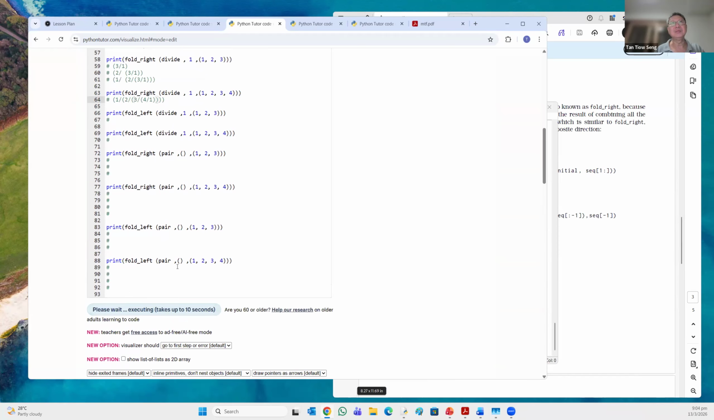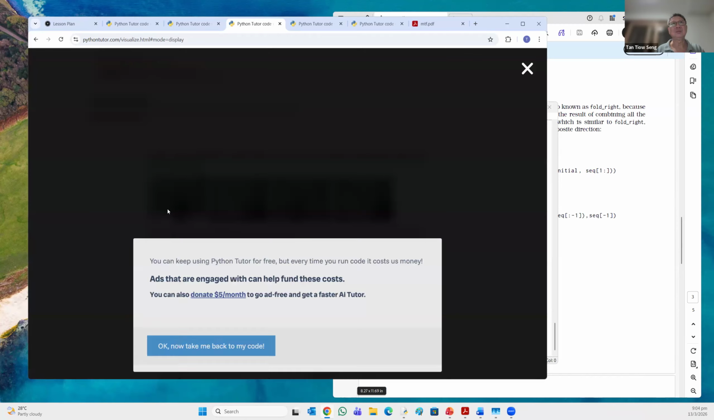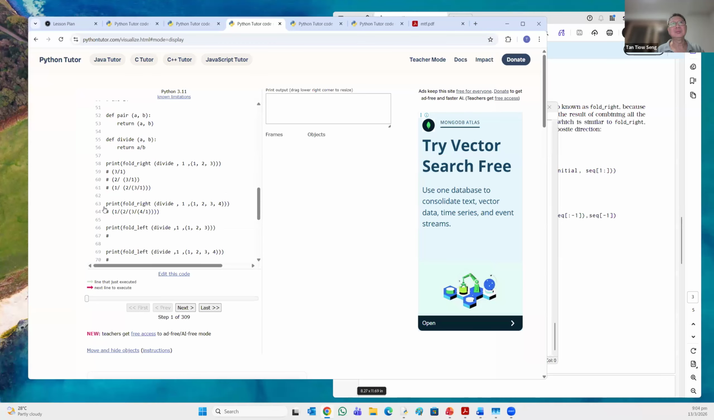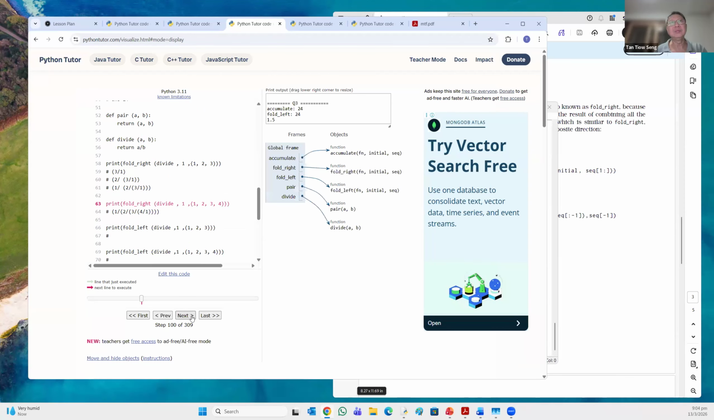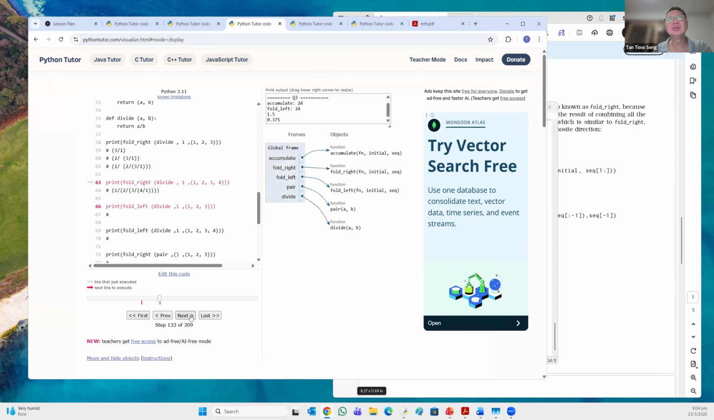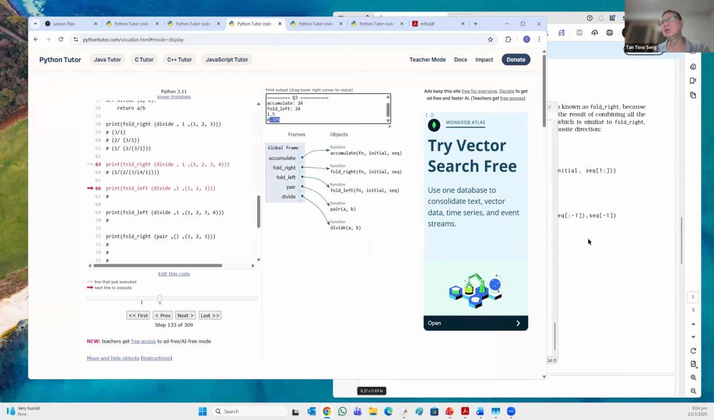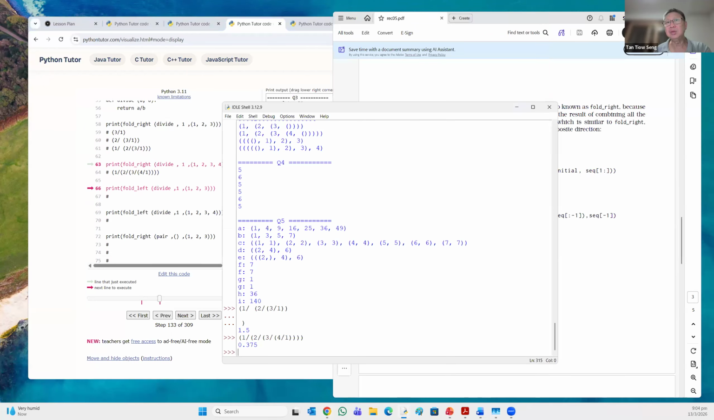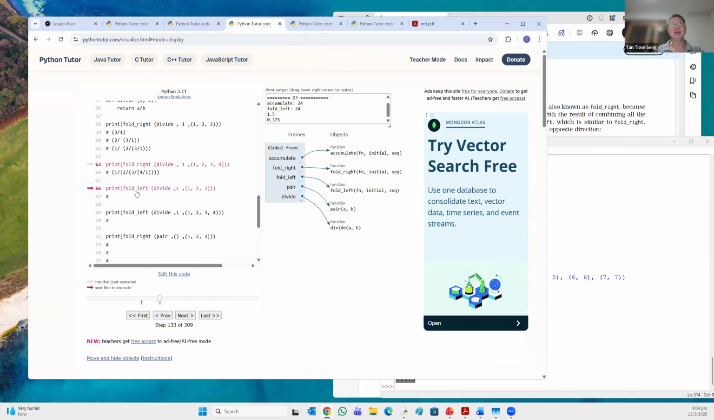This is line 63. This one, and 66. 0.375, yeah. Okay. So likewise, you can do it for the fold left with 3 numbers and 4 numbers. So let me just give it to you.